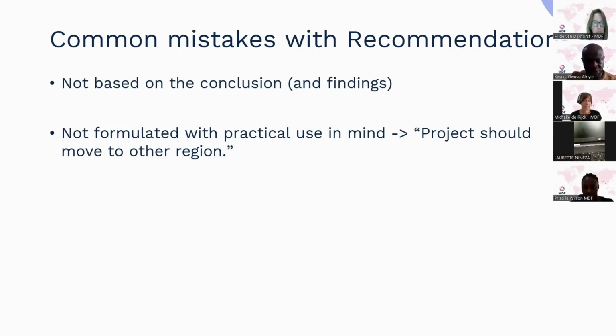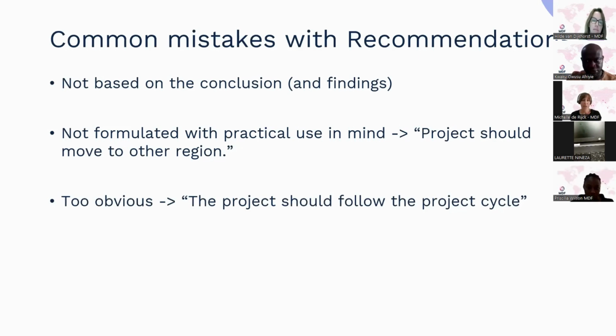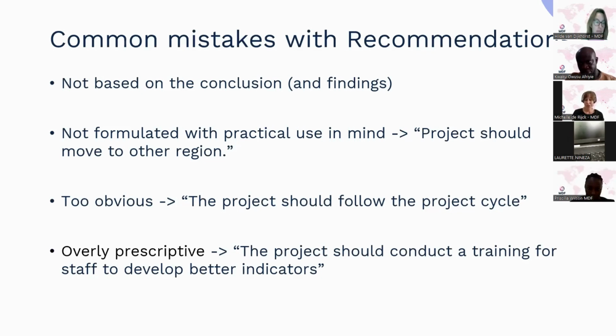Another mistake that is commonly made is that recommendations are too obvious. For example, the project should follow the project cycle. Most projects start from initiation, formulation, you go to implementation, monitoring and evaluation, and you continue the cycle. This is obvious, but it's not very clear. It's not very precise what you mean. What should the project really do? Where in the project cycle should they perhaps pay more attention? And that links to another example of a mistake, which is that recommendations are overly prescriptive.